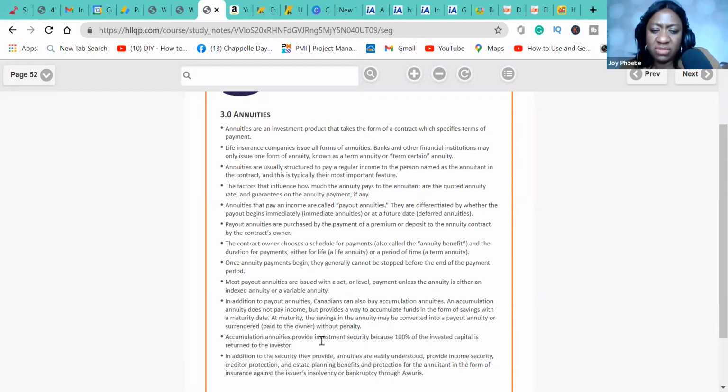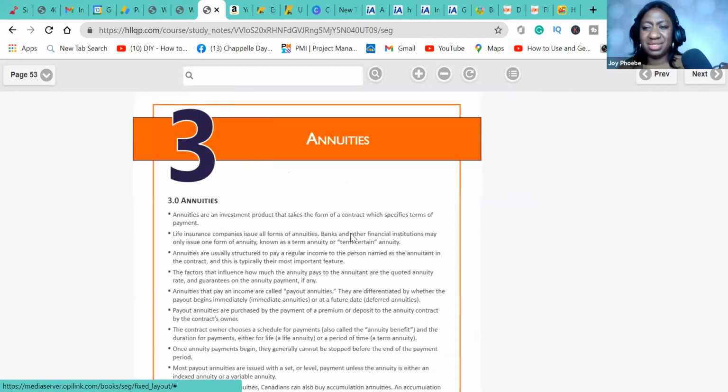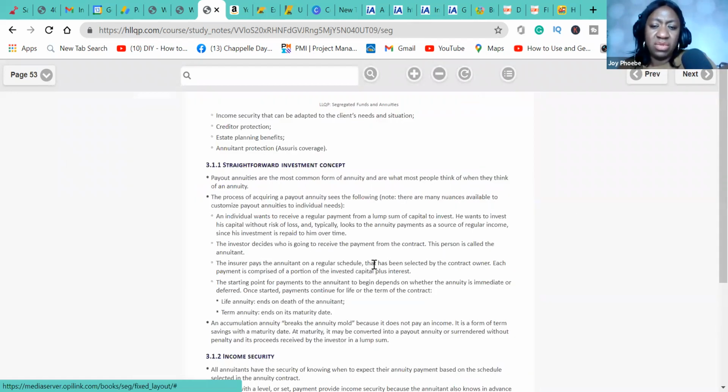Accumulation of annuities provides investment security. There is some information here that I'm not going to go into detail one by one, because I know questions don't come that specifically, and we still have a lot to cover today, so I'm going to run through this very fast. A straightforward investment concept.